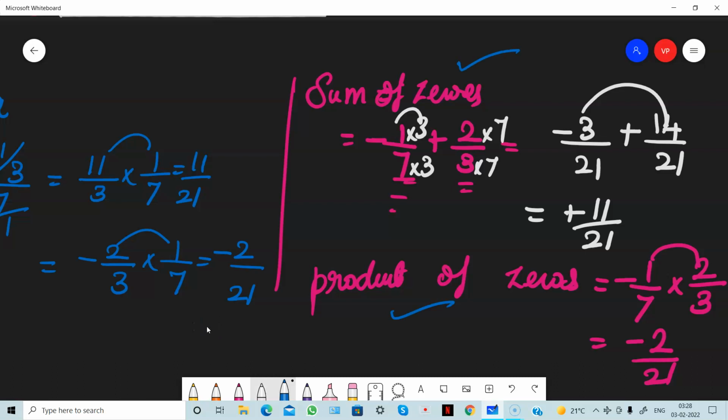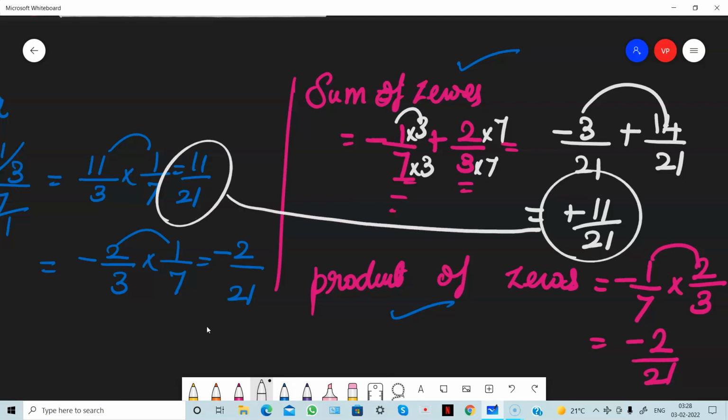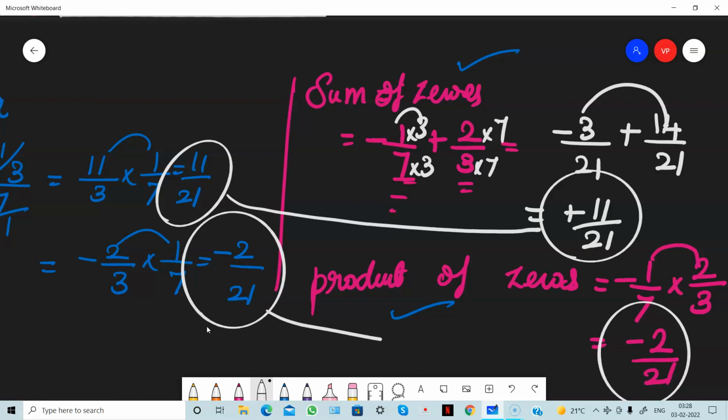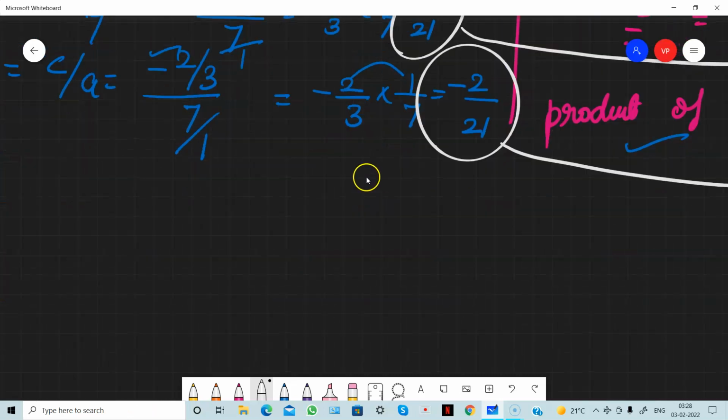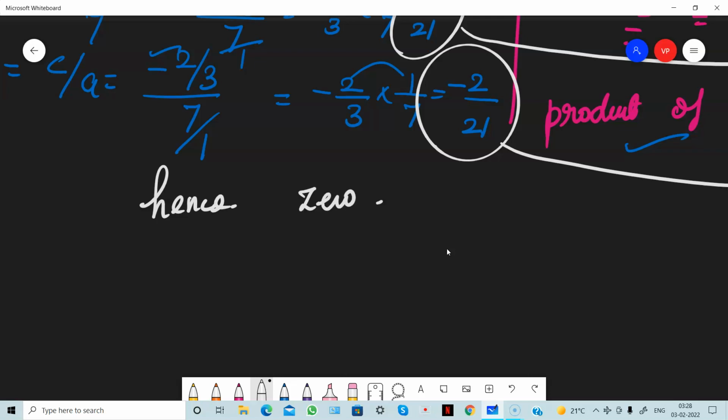See, kids, listen. This one is the sum and this one is the sum. So, both are equal, right? And this one is the product and this one is the product. Both are equal, right? Yes. So, from the coefficients and from the zeros, all are equal. Hence, the relationship between zeros and coefficients is verified.